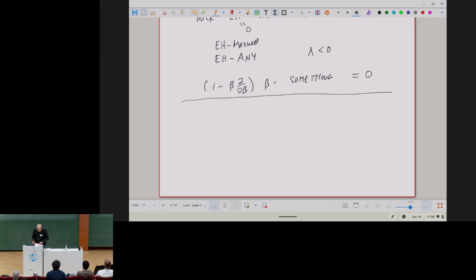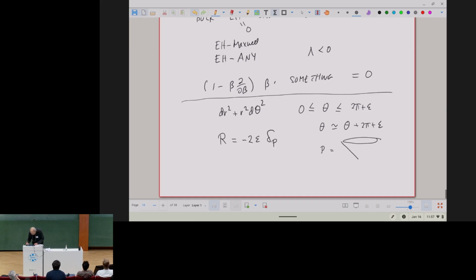So now we just need to investigate conical singularities. Suppose we have a metric on a plane with the wrong period for theta. Maybe I should better say that theta is equivalent to theta plus 2 pi plus epsilon. If epsilon is 0, that's the plane in polar coordinates, but otherwise there's a delta function in the scalar curvature. So the scalar curvature is minus 2 epsilon times the delta function at the point P. P is the apex of the cone.